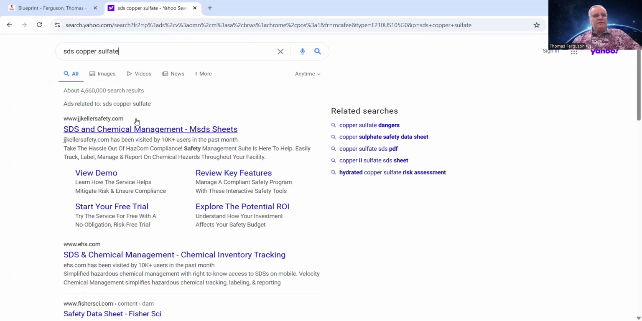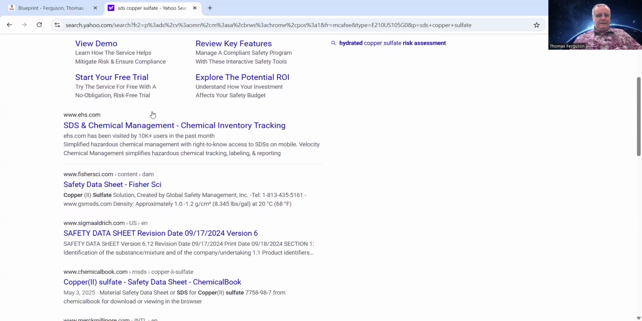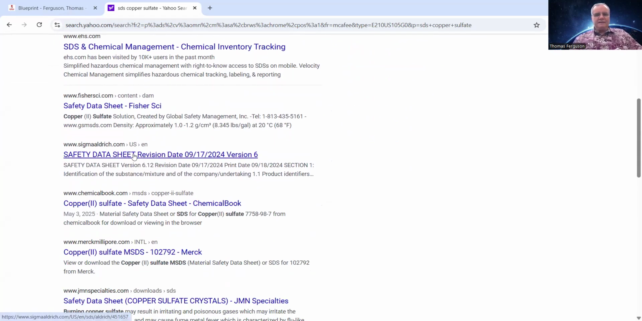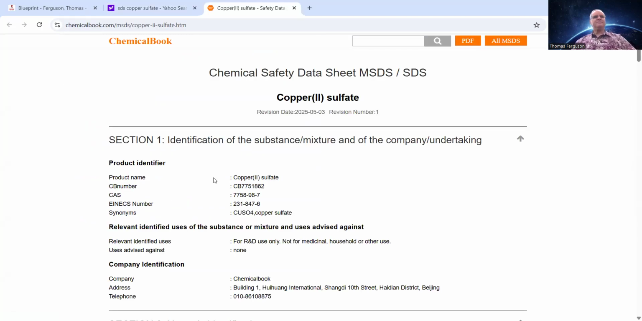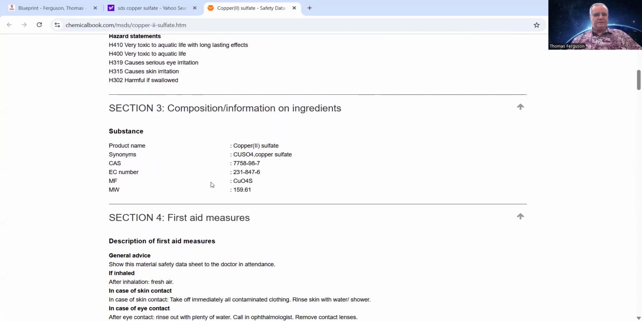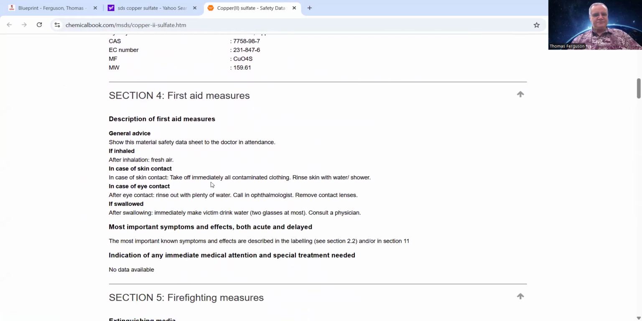Okay, so you only want to use the SDS for safety data. Now there's about 18 sections to every SDS. Section 4 is first aid. We're going to go down to section 4, first aid measures. That's the first aid for copper sulfate.